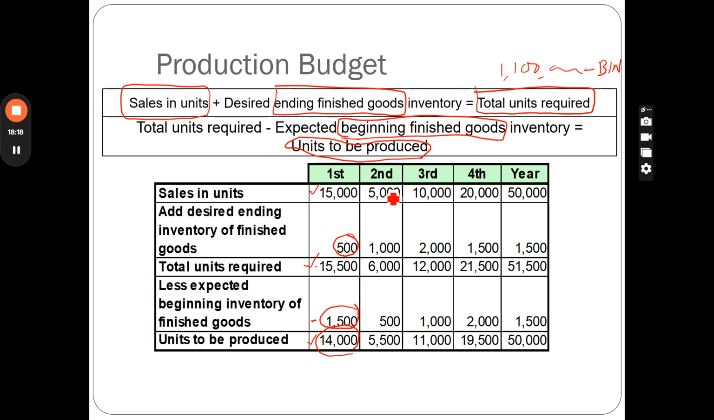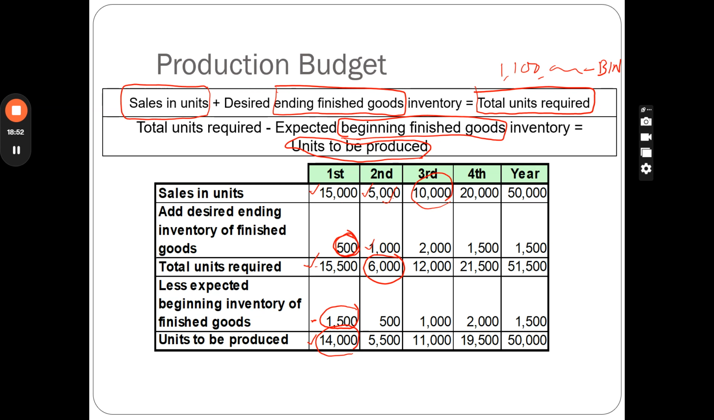So in the second quarter again, I need 5,000 units to be produced, and I need normally 10 percent of next quarter sales as the ending inventory. You can see here this is also 10 percent of next quarter sales. So total what I need is 6,000 units. So we are keeping a buffer for the next quarter also. So total I have to produce 6,000 units.